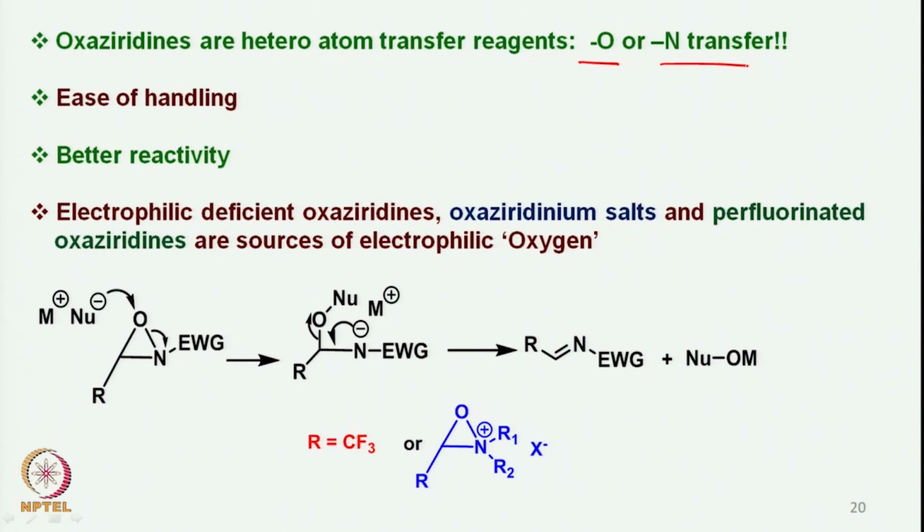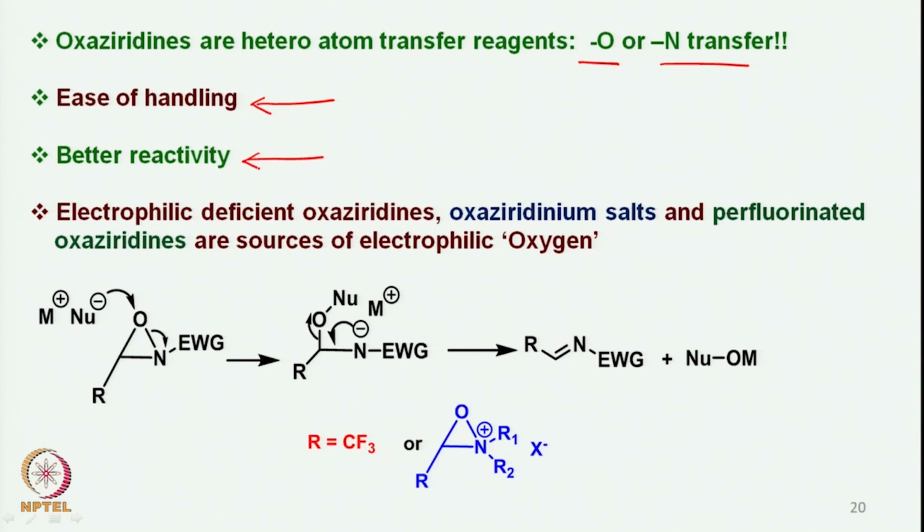Now, as I have already discussed, oxaziridines can transfer heteroatoms such as oxygen and nitrogen. They are easy to handle, that is one advantage; they are not unstable like dioxiranes, like dimethyl dioxirane or something like that. Of course, they are reactive, but we have the possibility of having an electron withdrawing group on the nitrogen, thus making the oxaziridines a bit more stable, and at the same time they are fairly reactive.